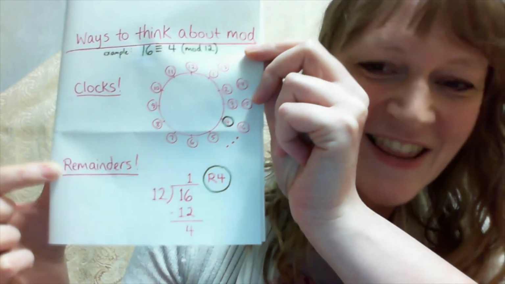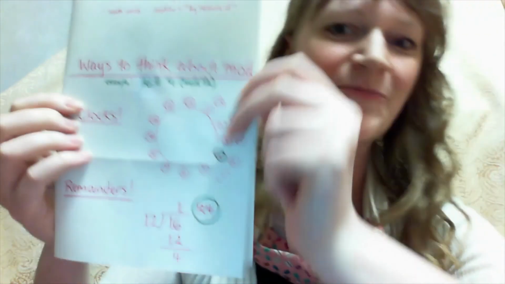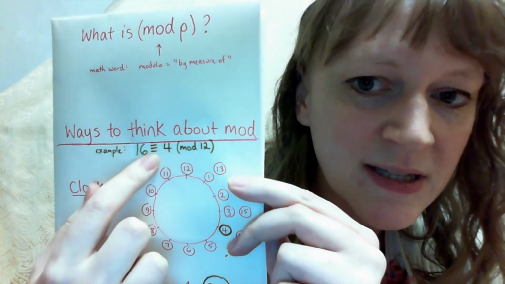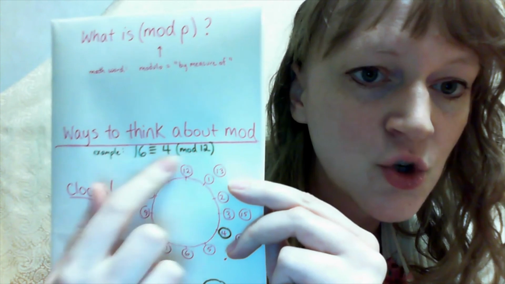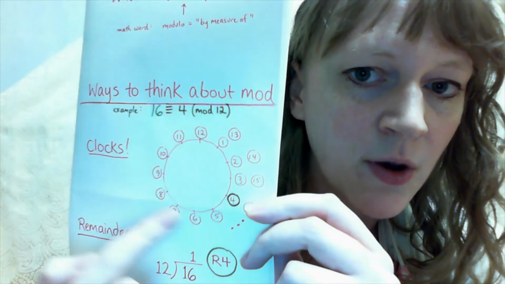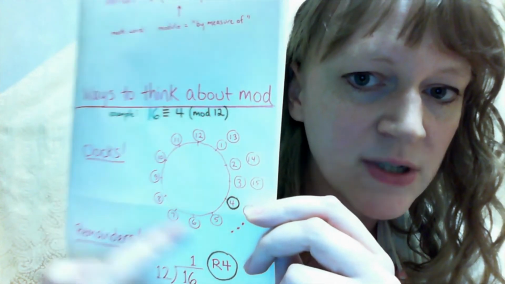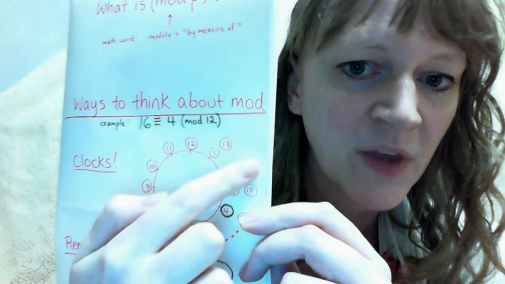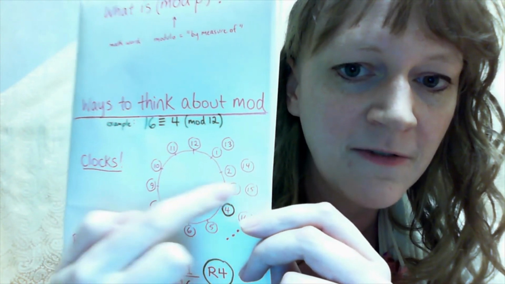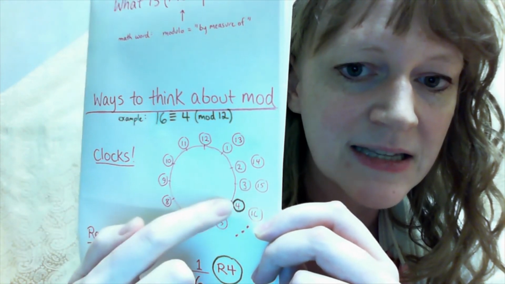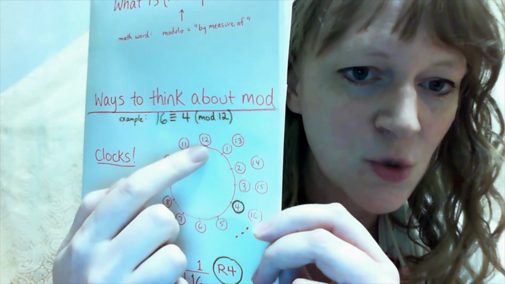Clocks or remainders. They both result in the same thing. Here's an example. 16 is congruent to, that's what this means, 4 in mod 12. Here's our classic clock that goes around and ends on 12 and then just keeps wrapping around and around and around. So 13 is the same as 1, 14 is the same as 2, 15 is the same as 3, and our example here, 16 is the same as 4 in mod 12.